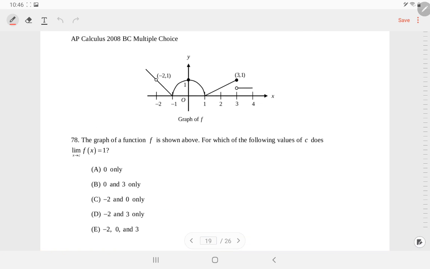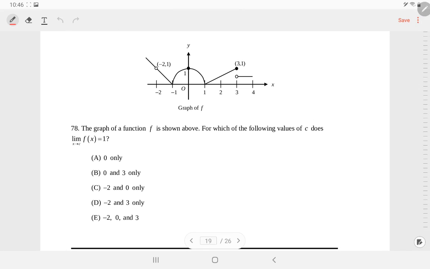Okay. 78. Okay, this is a graph given problem. I don't know, it looks like it might be a limit though. Oh, okay, it is a limit, so I wouldn't call this a graph given problem. Okay, the graph of a function is shown above. For which of the following does C have the limit? I need the limit to be 1.